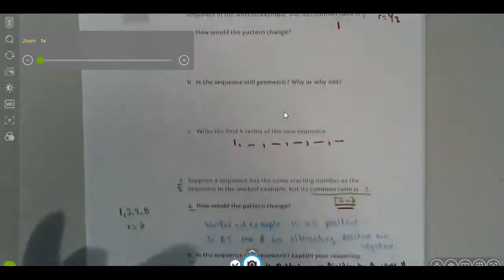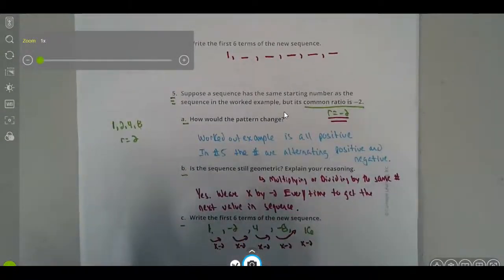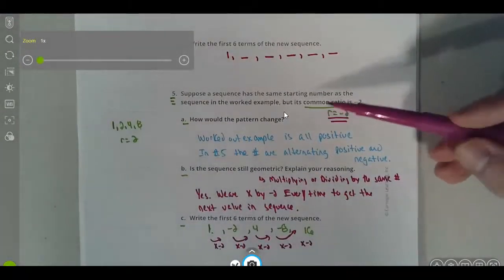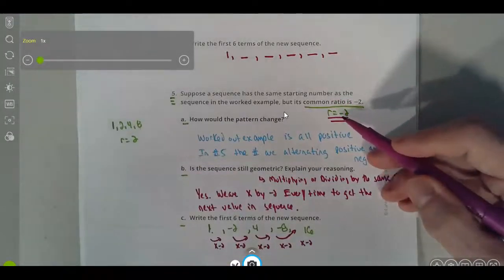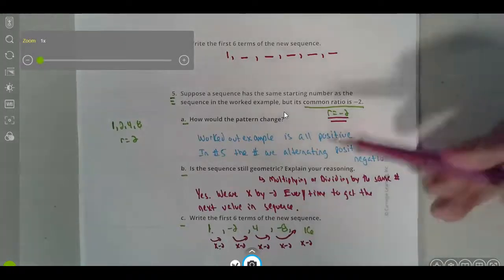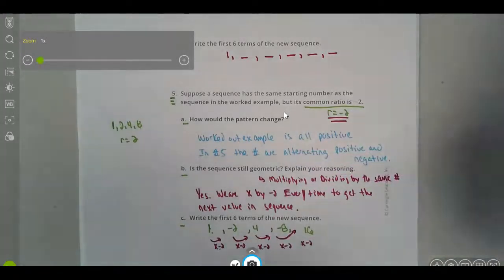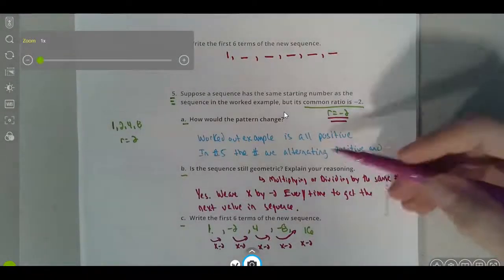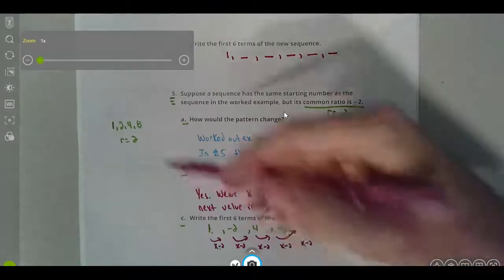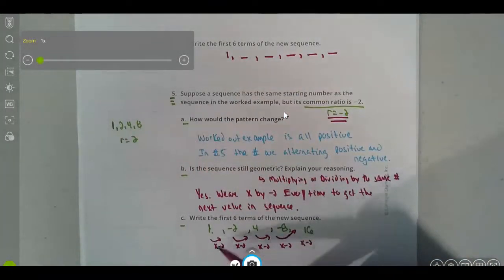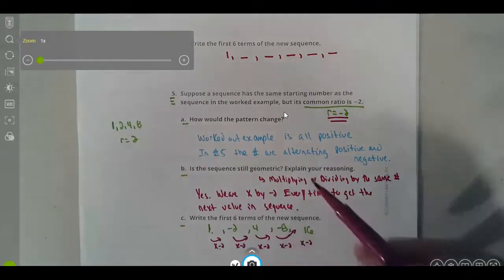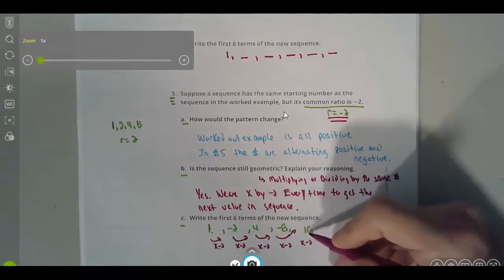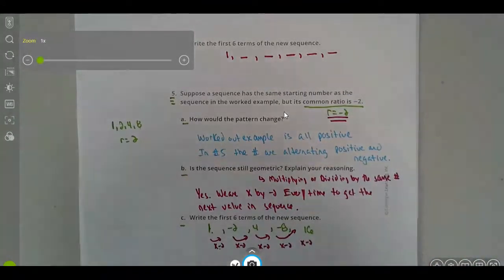Now, at the bottom, it says that we talked about having a sequence that started off with 1, and it had a common ratio of -2. The only difference is that it's going to be the same values as in the worked out example, except that they're going to be alternating positive and negative. See, it went 1, 2, 4, 8. Well, in this sequence, 1 times -2 gets me -2. -2 times -2 gets me 4. 4 times -2 gets me -8. -8 times -2 gets me +16. So that's the pattern that works out for that.